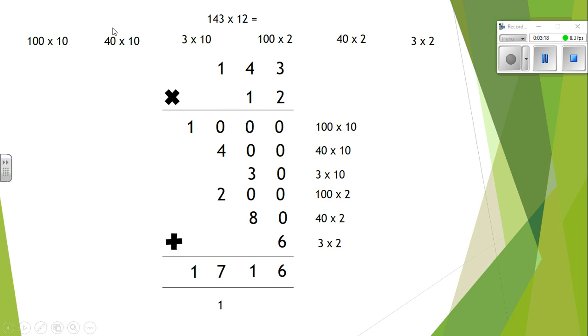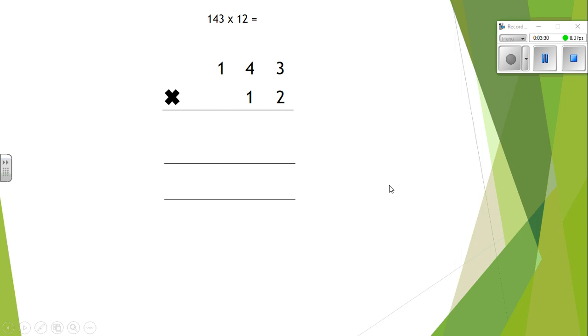Now, you might be looking at this and think, well, that took ages to do. We've got to work out all these partitions, we've got 6 different calculations to work out, then we've got to add them all together. It's a very long way of doing things. So what we could do instead is still use this long multiplication method. However, we're going to partition the numbers a little bit smaller, okay? So we're going to keep 143, and we're not going to change it, and we're going to times it by 10, and we're going to times it by 2.